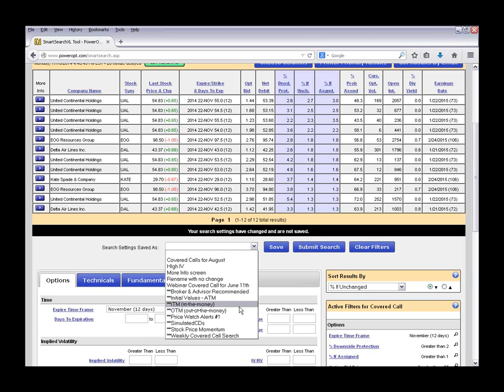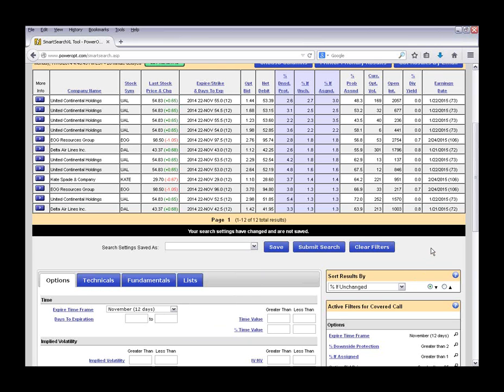We also have just a basic in-the-money filter, out-of-the-money covered call screen, Price Watch Alerts #1, that's related to the morning updates that you can receive with the top 5 or 6 covered call trades, and weekly covered call screen as well. So those of you doing weekly covered calls, you can use that screen as a stepping stone to create your own personal search.